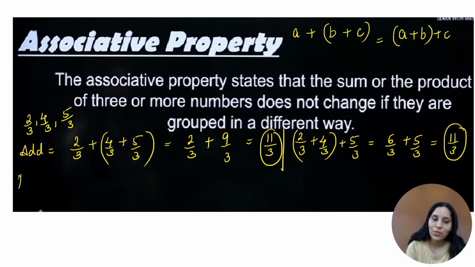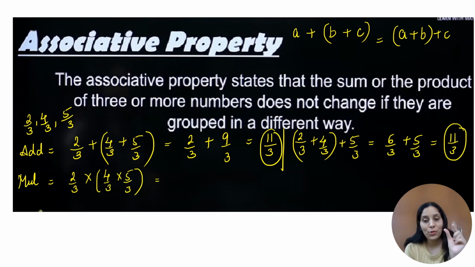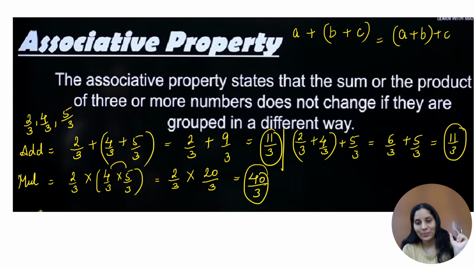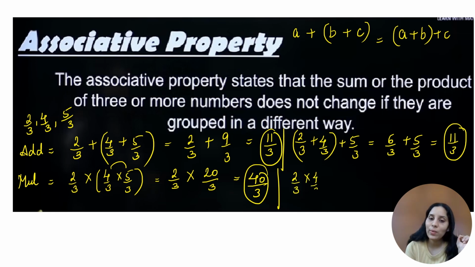Now let us try for multiplication as well. So 2 by 3 into 4 by 3 into 5 by 3. I am grouping 4 and 5 together first. So I get 2 by 3 into 5 into 4, 20 by 3, which is equal to 40 by 3. Now the same way I am going to group differently. I am going to make 2 by 3 and 4 by 3 into one group, and I'll write 5 by 3 separately.